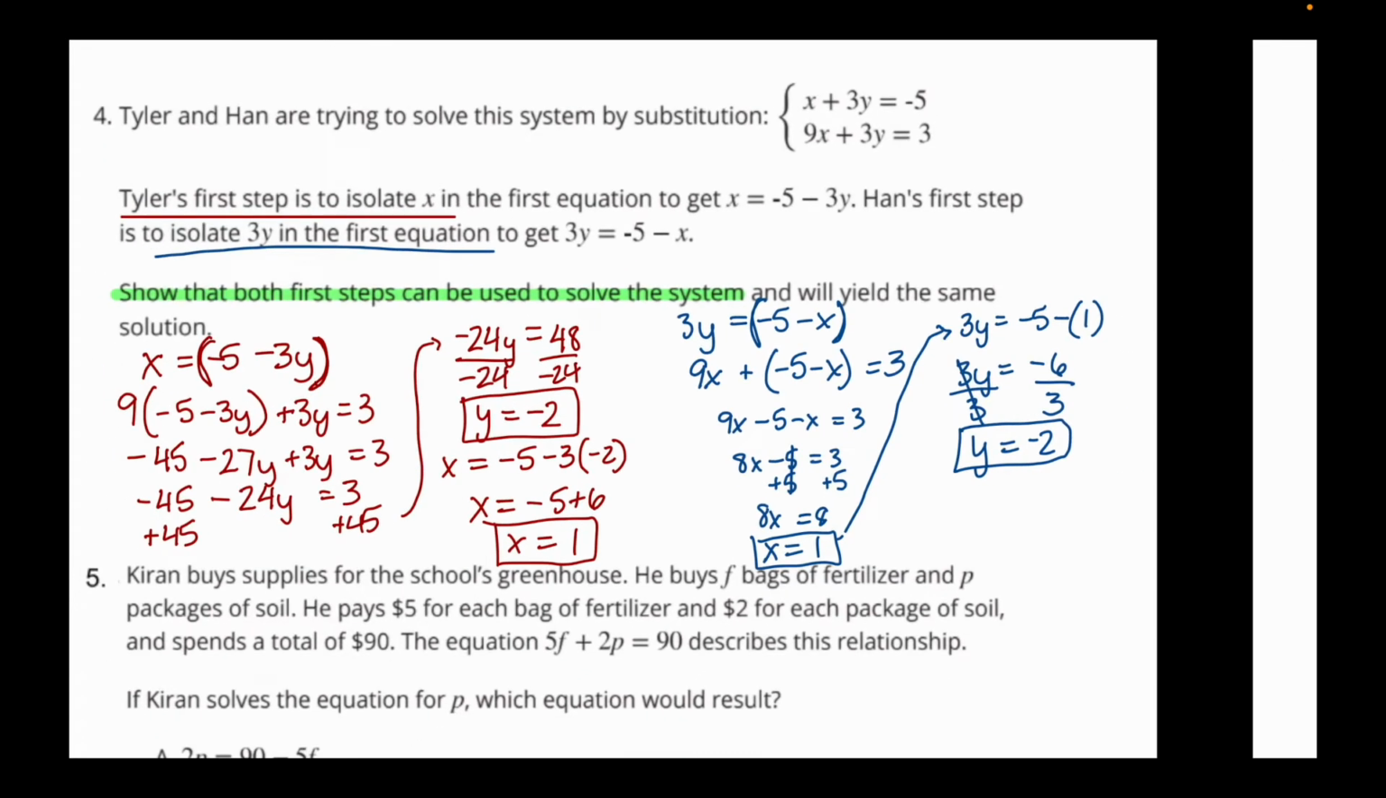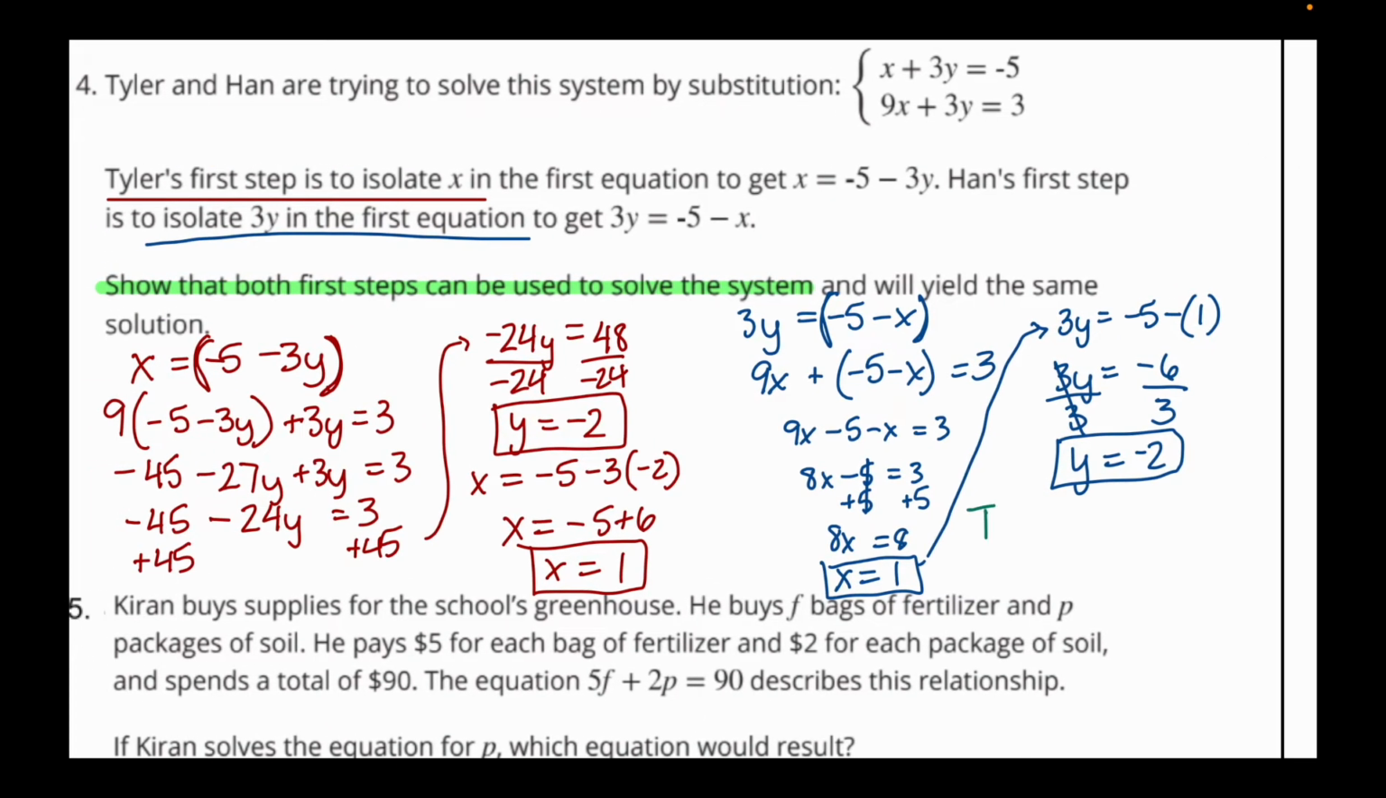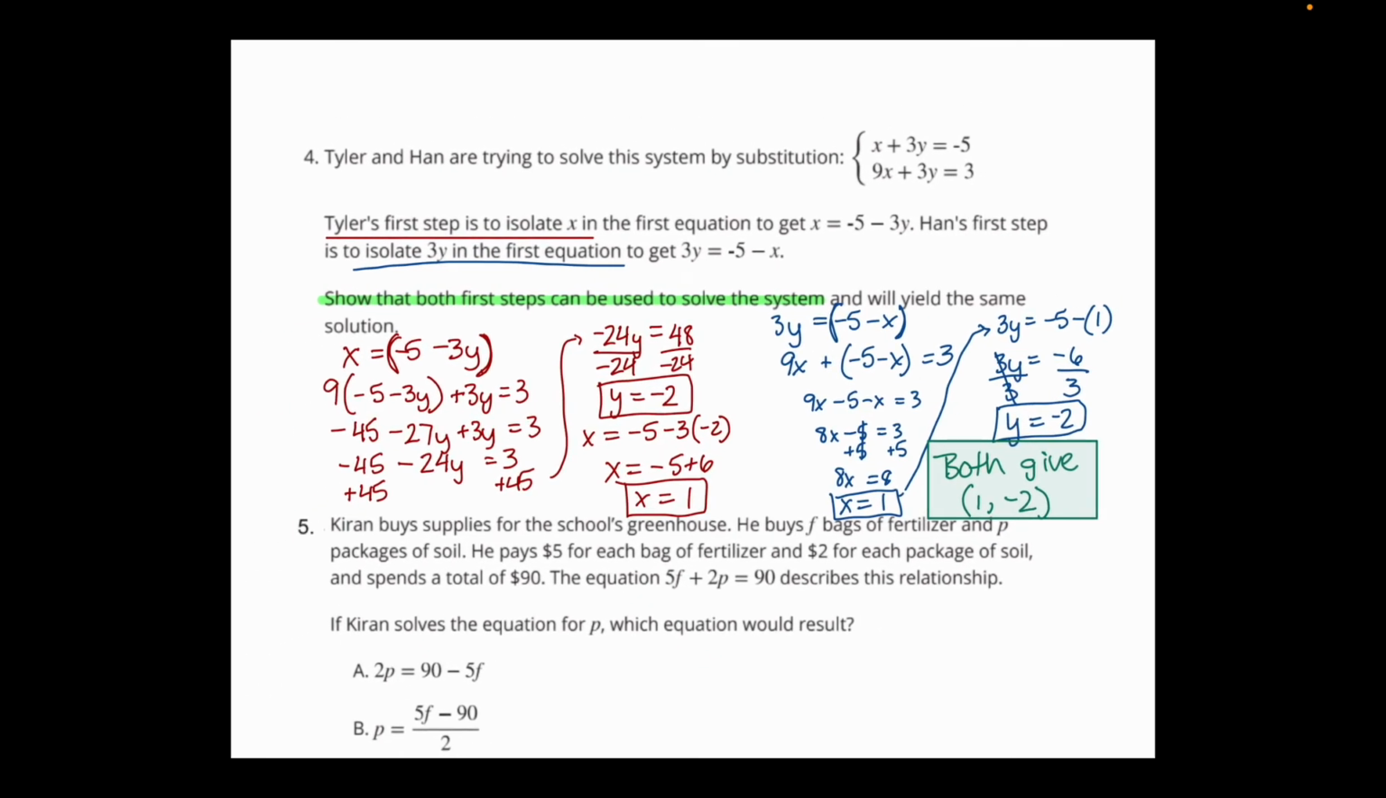And so for both, I'm going to write this in a third color. I can say both give 1 comma negative 2. Put my box around that as an answer. So I showed that they both gave the same equation.